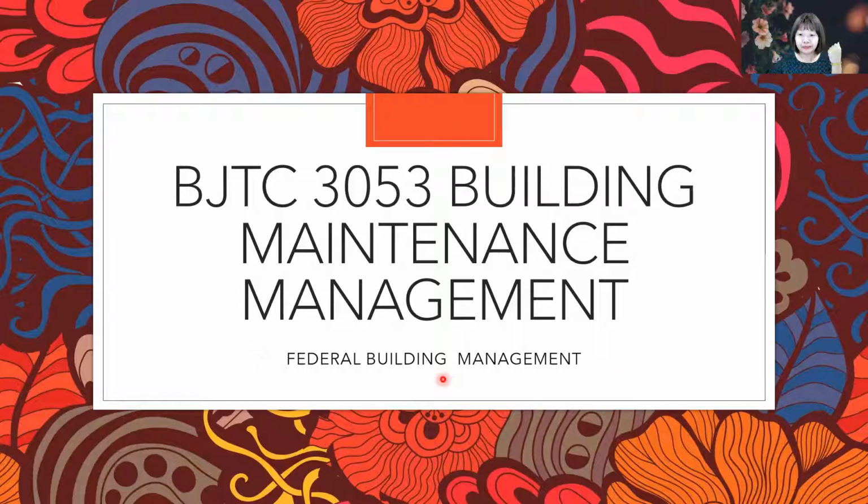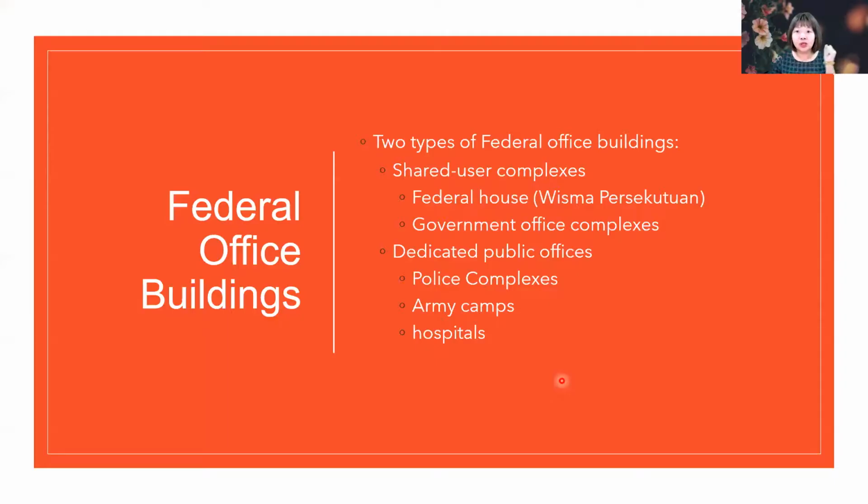All right. So, what is a federal building? Apa itu bangunan persekutuan? There are two types of federal buildings. How can it be declared as a federal one? The first one is the shared user complex. That is one complex with multiple layers, and these layers have different users. So the first example is a federal house, or Wisma Persekutuan.